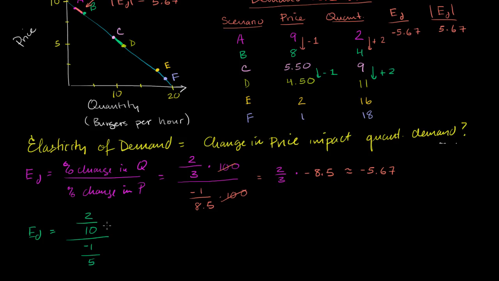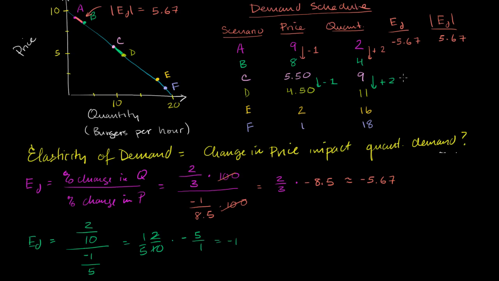And we could multiply the numerator by 100 and the denominator by 100, but that won't change anything because we could just divide both by 100. And so this is equal to 2 over 10 times, dividing by a fraction is the same thing as multiplying by its inverse, times -5 over 1. And this is just because 2 over 10 is the same thing as 1/5. 1/5 times -5 over 1 is -1. So our elasticity of demand right over here is -1, or its absolute value is 1. So the absolute value of the elasticity of demand right over here is equal to 1.